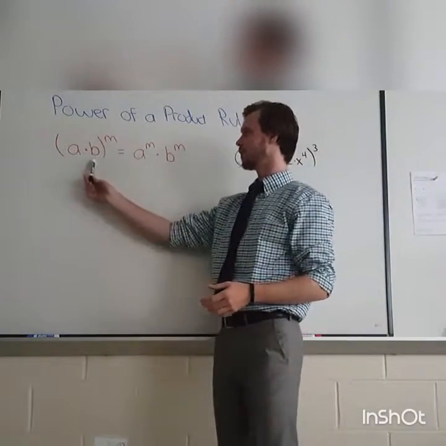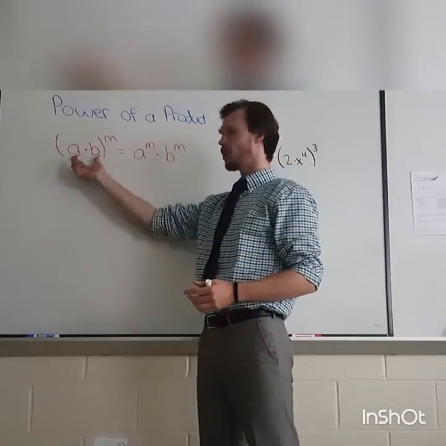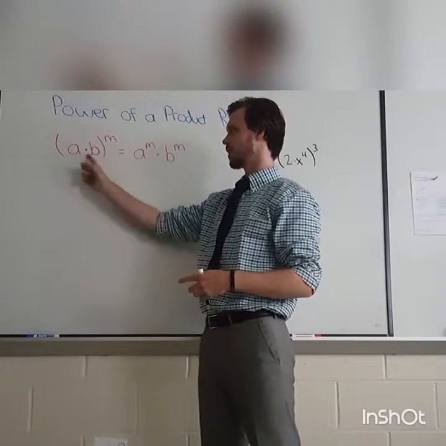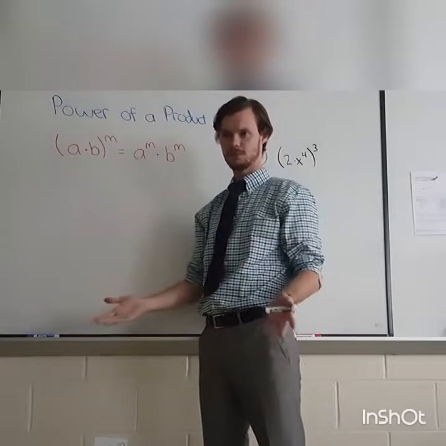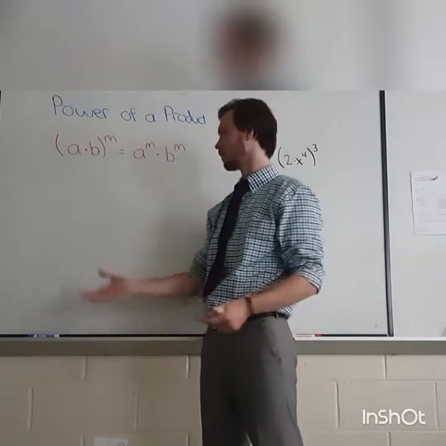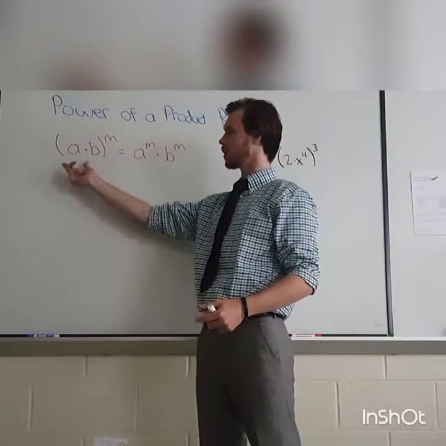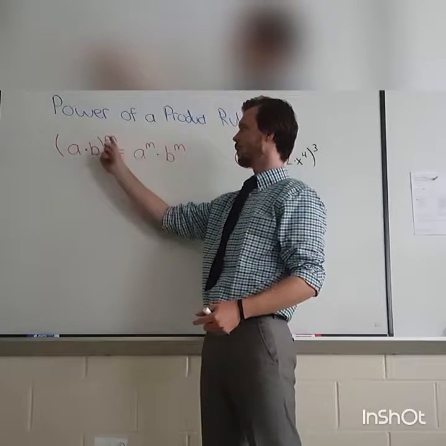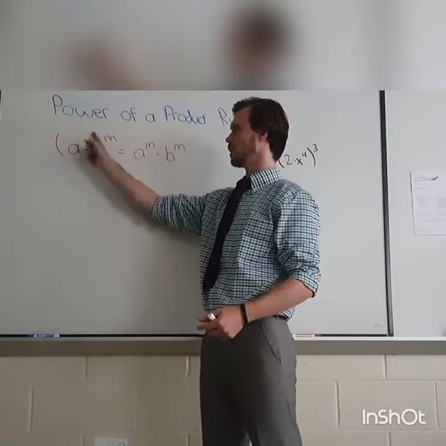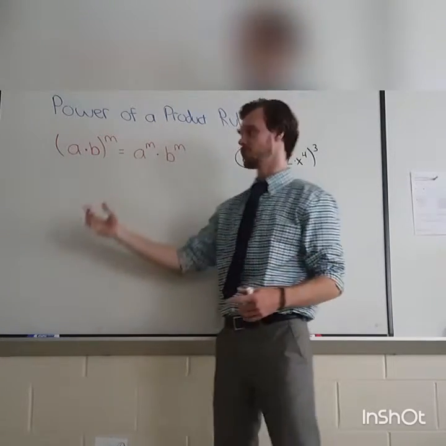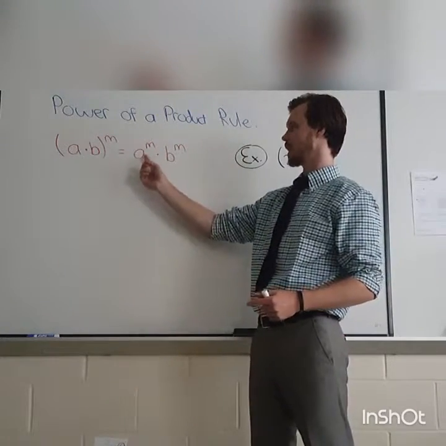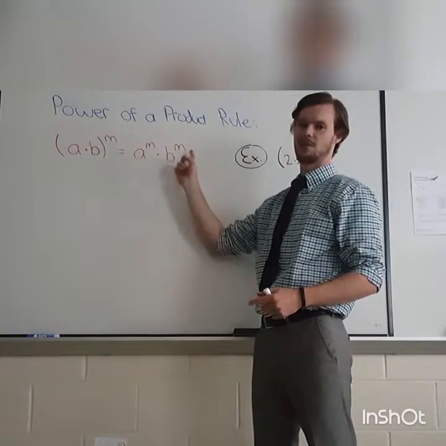So what we're going to have here is a product. You see in parentheses we have a times b. That's a product of two anything. A and b could stand for anything. So we have a product being raised to an exponent. So what do we do when we have a product being raised to an exponent? We allow the exponent to go to each item inside parentheses. So you see how that works here? That becomes a to the power of m times b to the power of m.